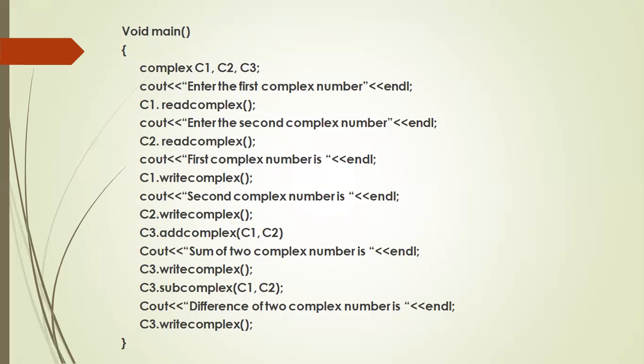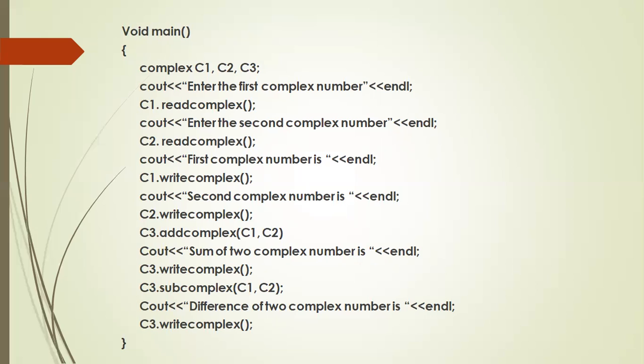So next, sum of two complex numbers is, then the result is stored in C3. So call the writecomplex function with C3. Similarly, call the subcomplex function again with the two arguments C1 and C2, and by default you are using the object C3 to call the subcomplex function. So the result is stored in C3. Now again call difference of two complex numbers is, C3.writecomplex. So this is how we can pass objects as arguments.